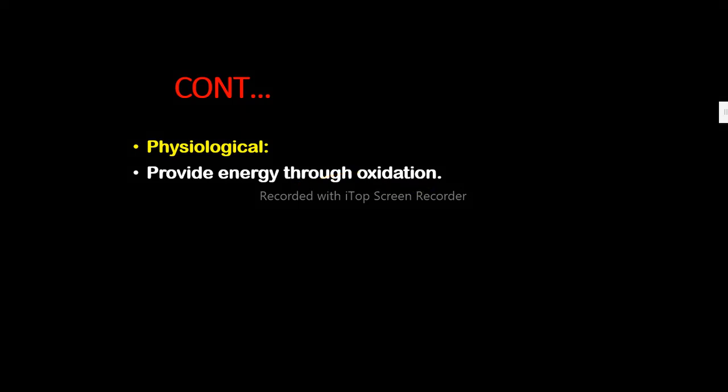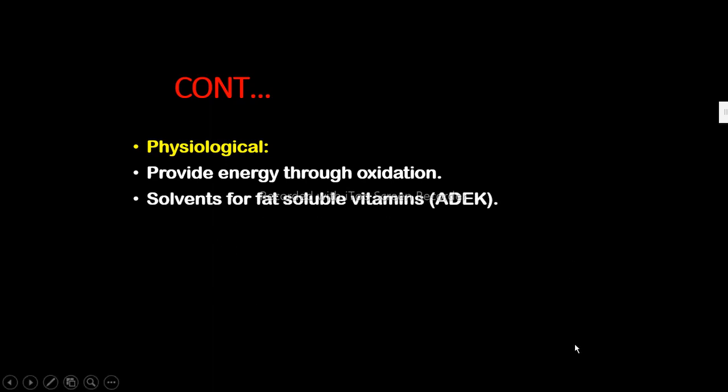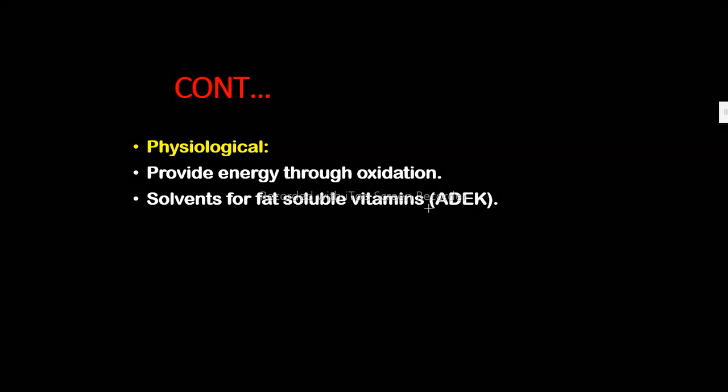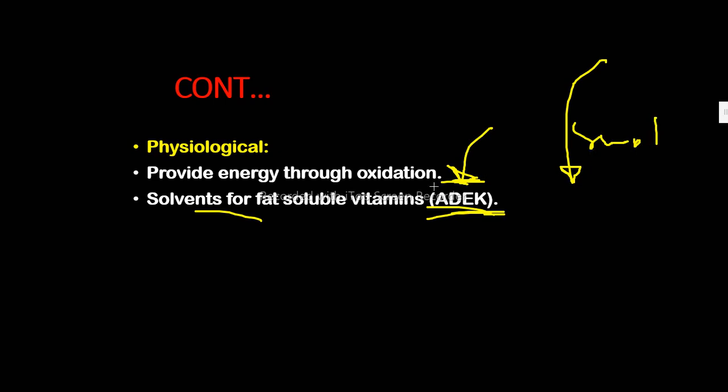Number two, like we've said, they are solvent for fat soluble vitamins, A, D, E, and K. How do these vitamins cross? Since they are fat soluble, they can easily cross the plasma membrane, because they dissolve in the lipids and cross with ease by simple diffusion. And then you get the vitamins and you carry out what you need the vitamins for.